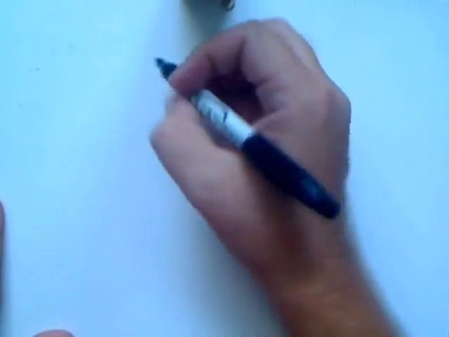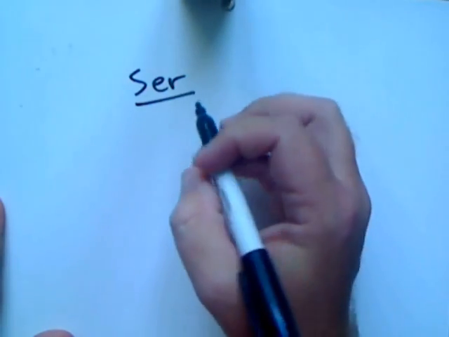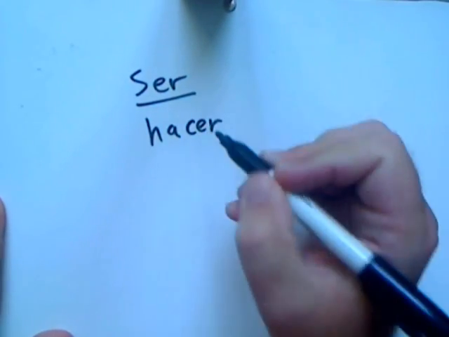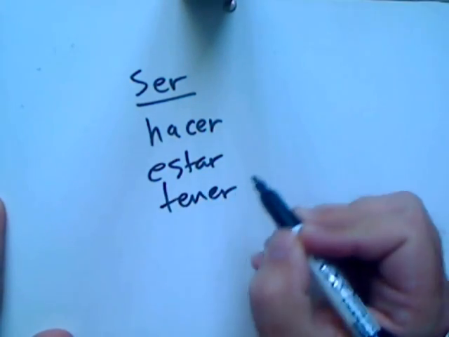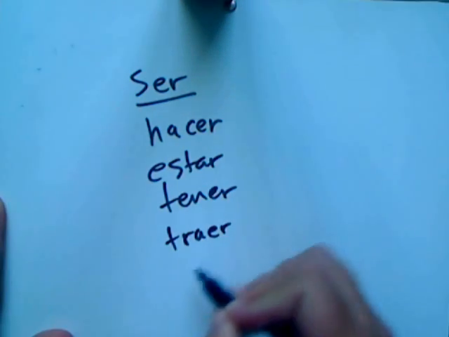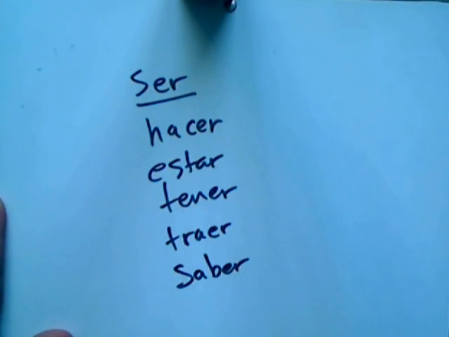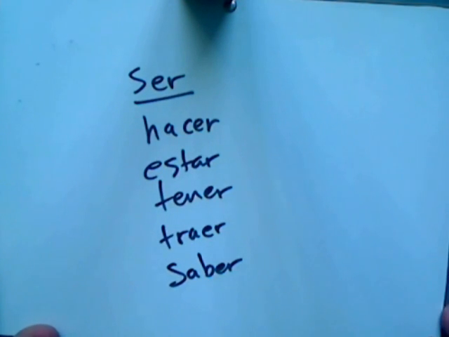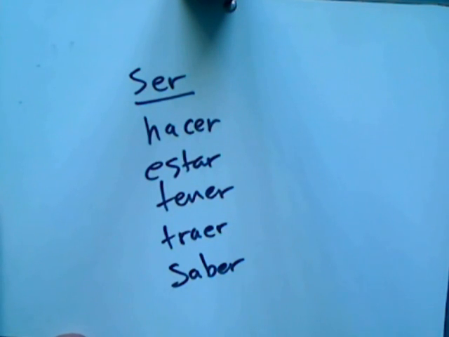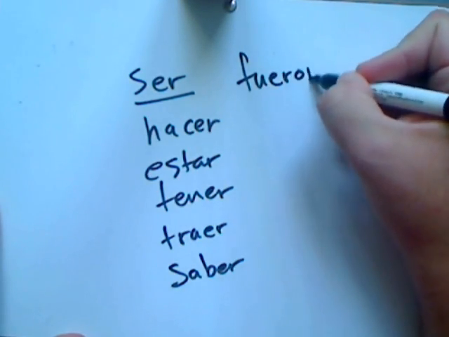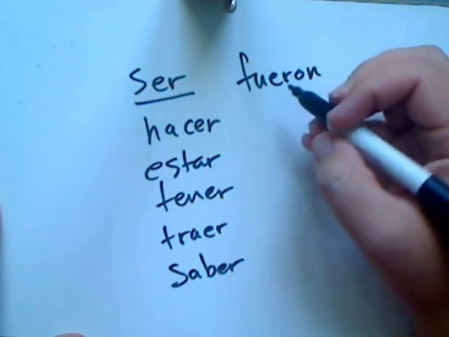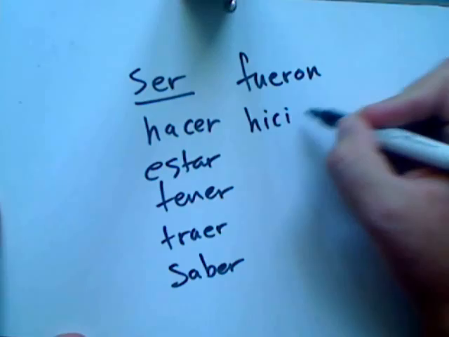Let's take a look at some irregulars because I want to show that it follows the exact same formula. Say you have an irregular verb like ser, or hacer. A couple of other common examples here: estar, tener, or even something like traer or saber. The reason I'm saying that these are irregular in this tense is because they have irregular stems in the preterite. So again, we begin with our third person plural of the preterite, which happens to be fueron for ser.